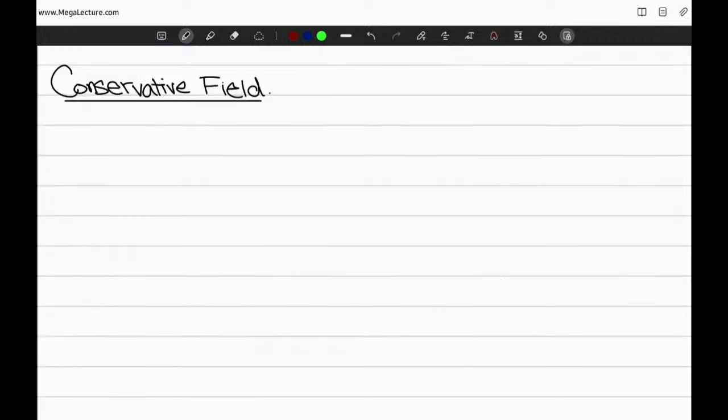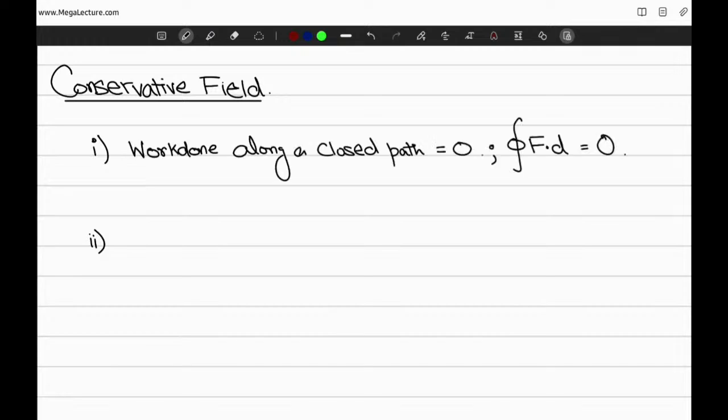Hence, work done that is calculated in this manner is known as work done by a variable force. Now let's talk about fields, specifically a conservative field. Let's see what is meant by a conservative field. A field is said to be conservative if it satisfies two conditions. So what are those two conditions? First, the work done along a closed path should be equal to 0, which means that mathematically, the closed integral of F dot d should vanish.